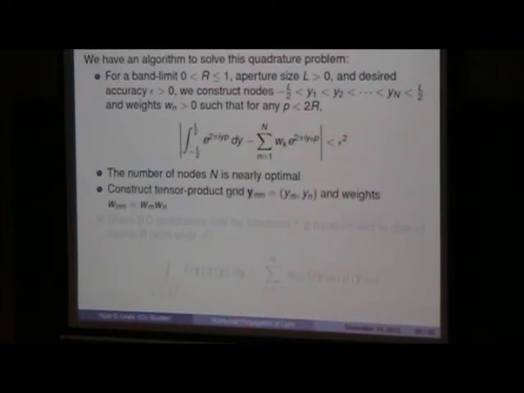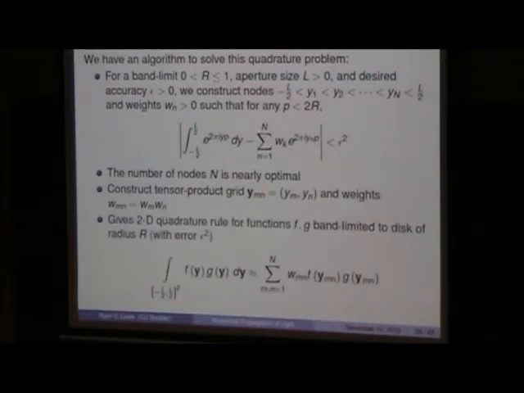So now, we take these one-dimensional quadrature nodes, build a tensor product grid out of them, and the associated tensor product weights. And that gives us a two-dimensional quadrature formula. So now, if you want to integrate two functions, f and g, that are band-limited to the disk of radius r over the aperture that's a square with side length L, you evaluate your functions on these grids, you multiply them by the quadrature weights, and add them up.